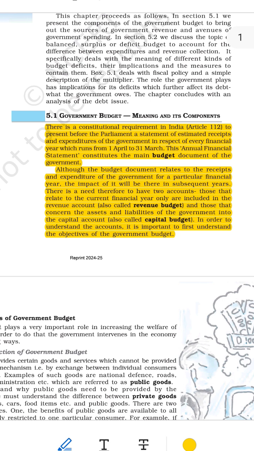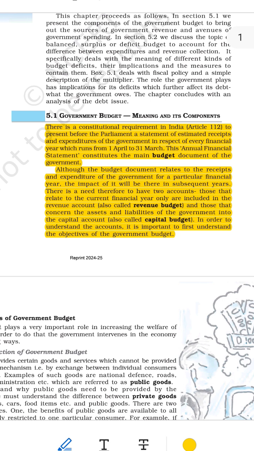Separate daily needs from big goals. Daily needs, the revenue budget, are for now. Big goals, the capital budget, are for the future. Simple example, daily needs: paying your electricity bill every month. Big goal: saving money to build a house.